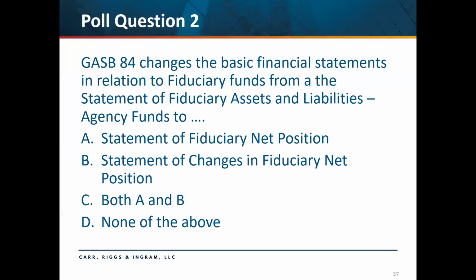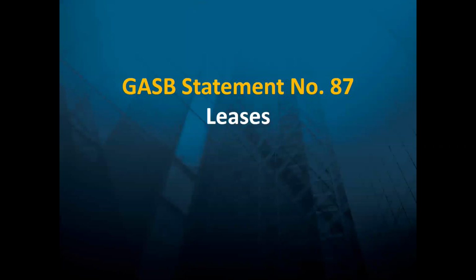Excellent, thank you, AJ. Let me get this launched and then I'll read it out. Number 2, launching now. Polling question number 2 reads: GASB 84 changes the basic financial statements in relation to fiduciary funds from a statement of fiduciary assets and liabilities, agency funds, to A, the statement of fiduciary net position, B, a statement of changes in fiduciary net position, C, both A and B, or D, none of the above. Once again, I'm going to leave that on the screen and let the presenters go through the next couple of slides, and then we'll come back for the results.